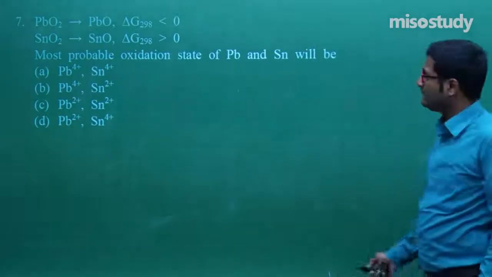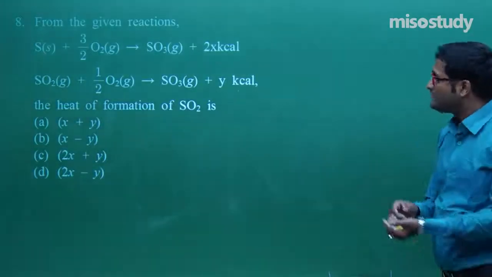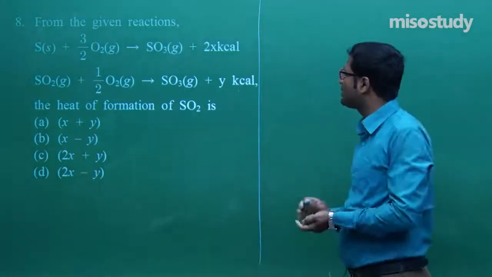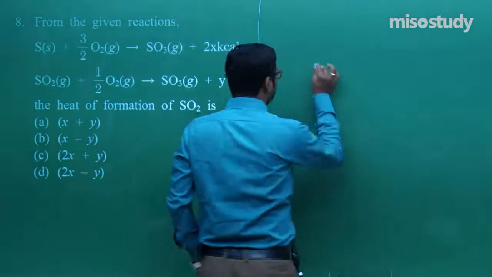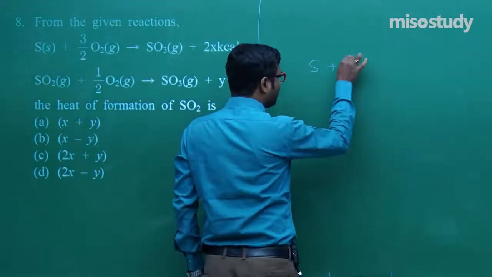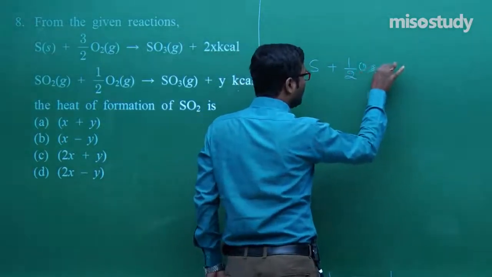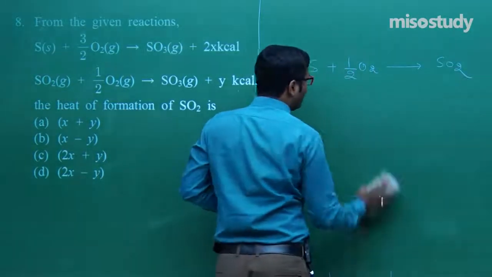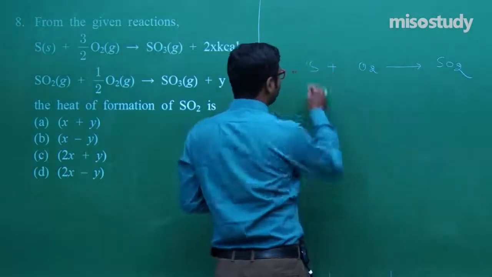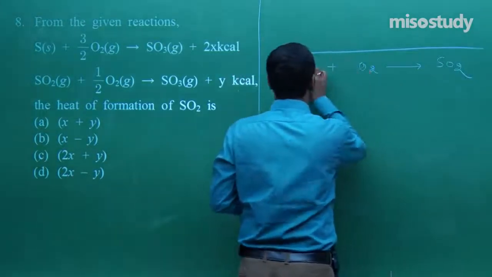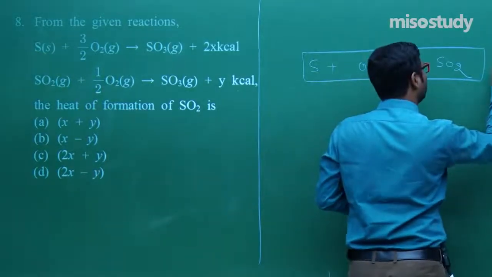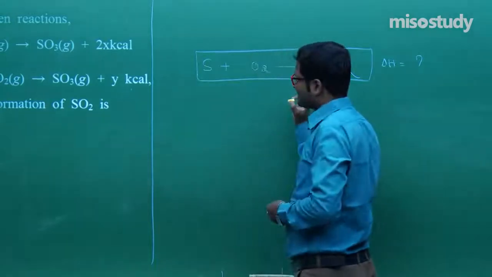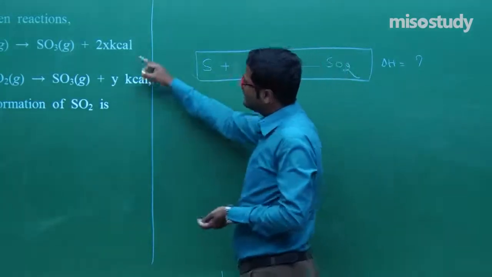Now this one, from the heat of formation, is a calculative type question. What does the question say? Heat of formation of SO2. As we know, the expression is like this: S plus half O2 gives you SO2. Am I right or wrong? No need to write O2. This is the expression. We have to reach this expression, and in this case we have to find the value of delta H. Clear?